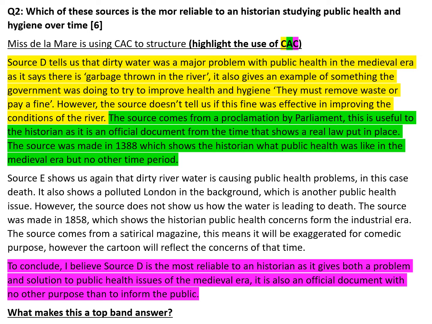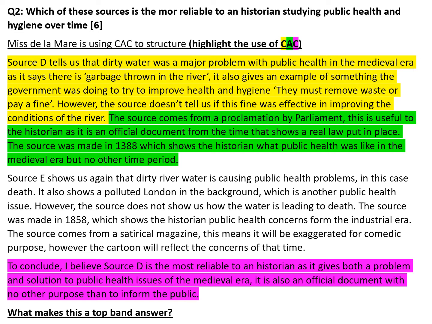Source D tells us that dirty water was a major problem with public health in the medieval era, as it says there is, quote, garbage thrown in the river. It also gives us an example of something the government was doing to try to improve health and hygiene, quote, they must remove waste or pay a fine. So the magic number is 2. I picked 2 things that the source told us about public health. That's the strength, and then the weakness would be what is missing from the source, wouldn't it?